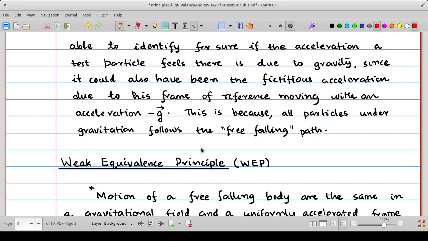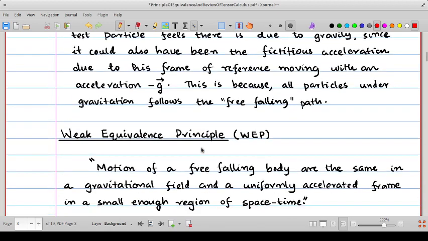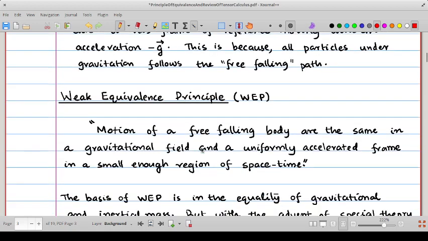But if he is making observations only on freely falling particles, he will not be able to make a distinction between these two. That is, whether his frame of reference is having a uniform acceleration or whether he is in a gravitational field. And this observation led to the formulation of the weak equivalence principle, which says that motions of freely falling bodies are the same in a gravitational field and in a uniformly accelerated frame in small enough regions of space-time. And this is very important, that one has to restrict oneself to small enough regions of space-time.